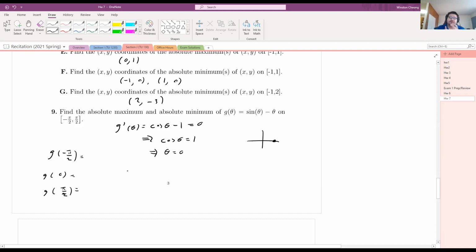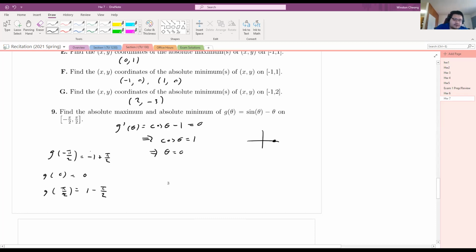We plug them into the original function g, because we're looking for the actual values, and we're trying to compare the values. That's why we plug into the original function. Plugging in, at minus pi over 2, sine is around here, which gives me minus 1, and then I get plus pi over 2. At 0, I just get 0 minus 0. And at pi over 2, I get 1 minus pi over 2.